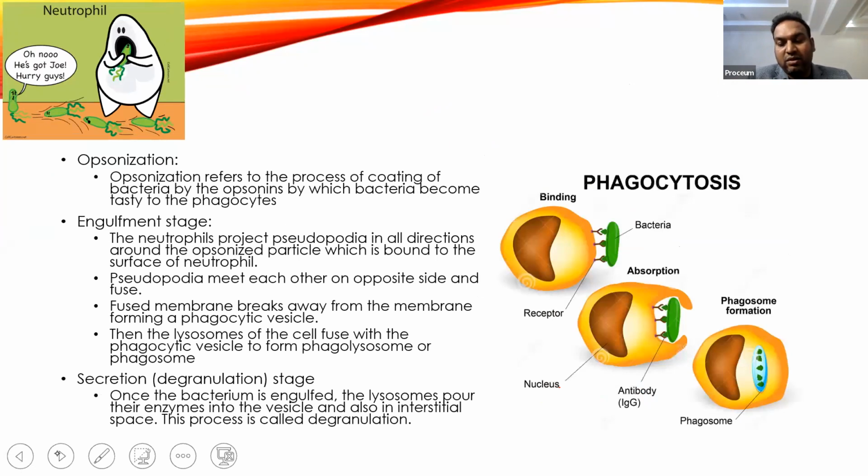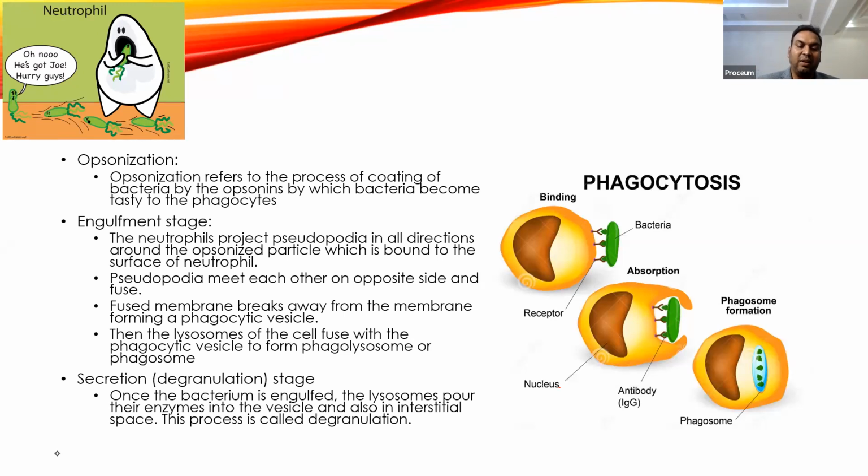Then we come to phagocytosis. Once they reach the site of the inflammation, they will try to engulf the bacteria. But bacteria are not that tasty, so phagocytic cells or neutrophils don't like those bacteria. So what happens is that other types of chemicals, like complement system chemicals, will attach to the surface of the bacteria, or antigen antibody will attach on the surface of the bacteria, and this mechanism is called opsonization.